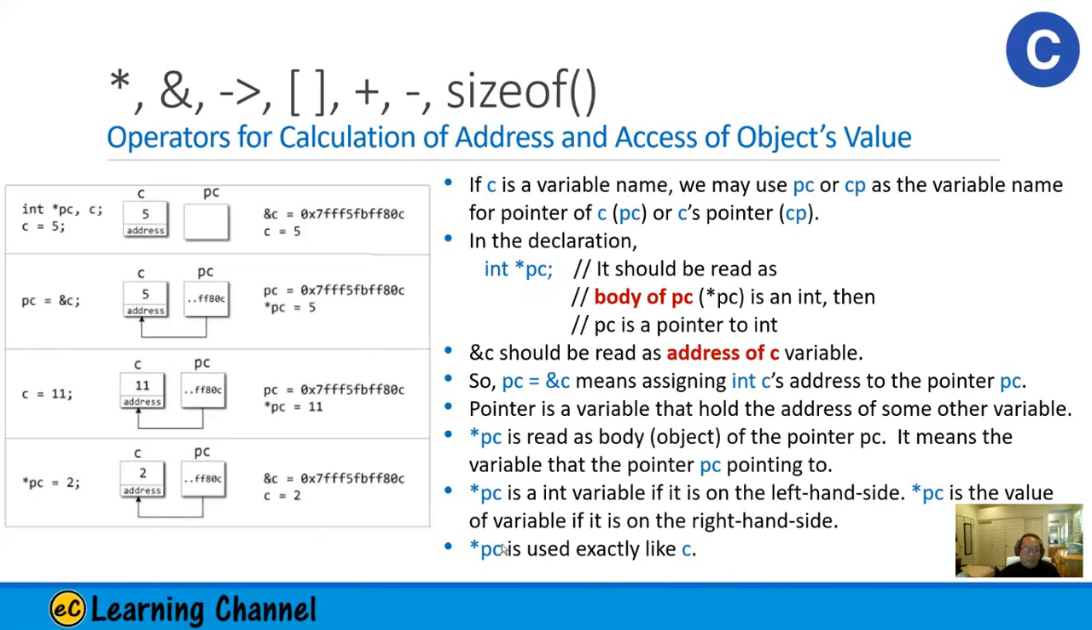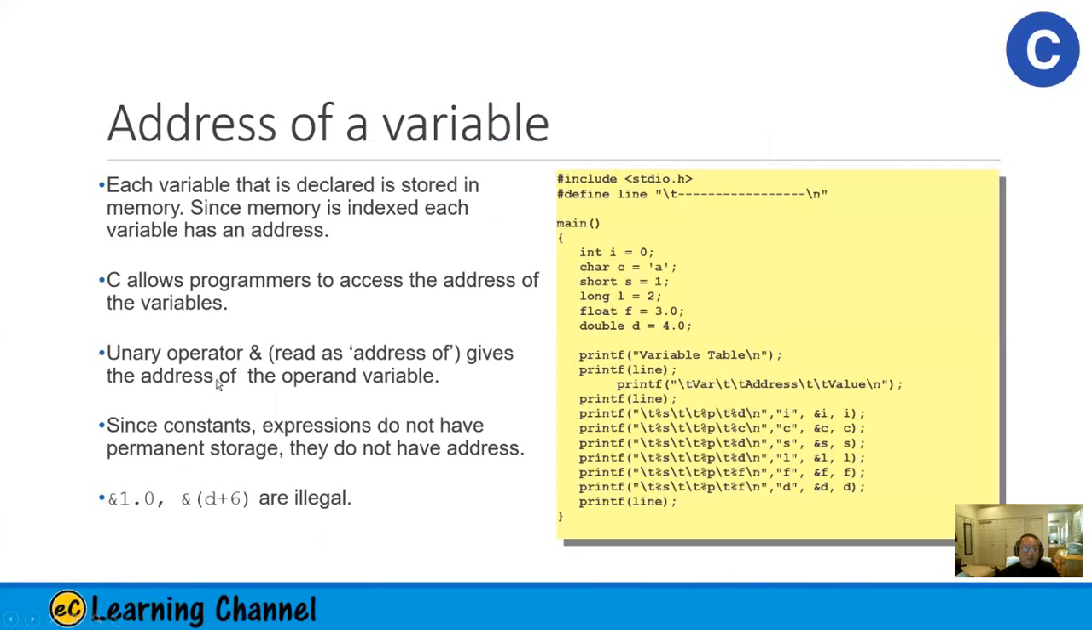Okay, so this chart shows you the very simple definition, but I think you already know this, but some terminology you still need to learn. Address of a variable: each variable that is declared is stored in memory. So memory is indexed. Each variable will have an address. So C allows the programmer to access the address, and Java doesn't allow you to access the address. A unary operator ampersand means address of.